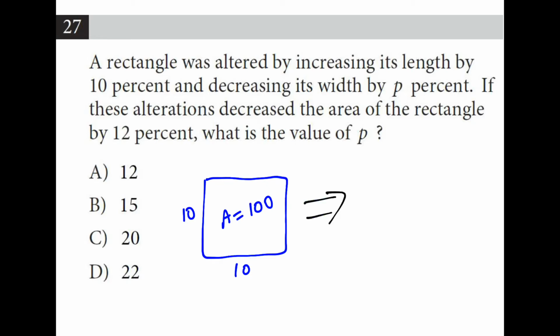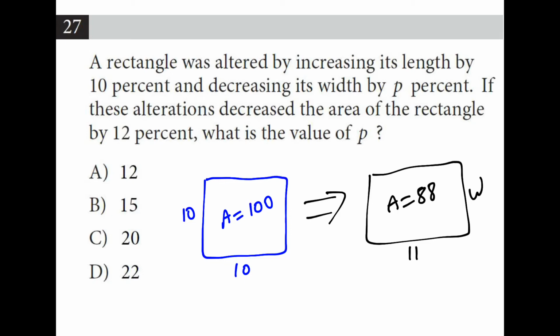So let's apply some of these transformations they're talking about. The length is going to increase by 10%, so that 10 is going to become 11. You could do that by taking 10 times 1.1. The overall area is going to decrease by 12%, so the new area is going to be 88, since we are going down 12%. And what does that tell us about the width? Well, we could just take 88 and divide it by 11. And what do we get?